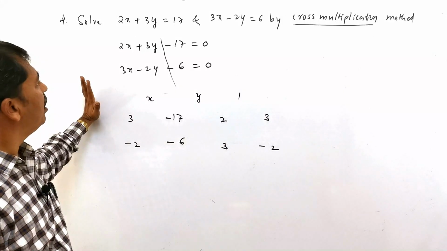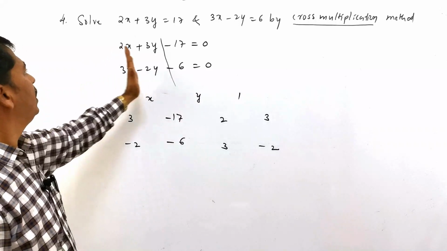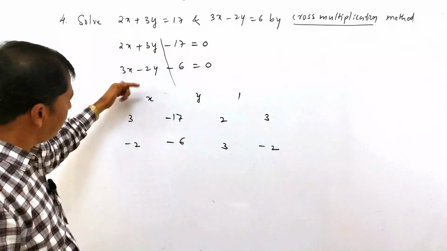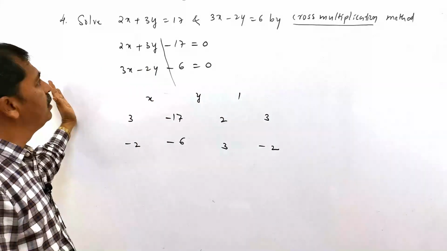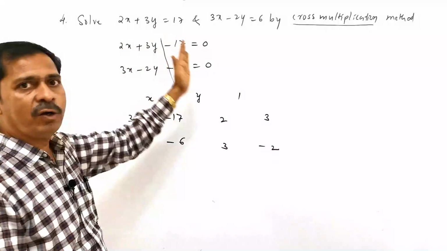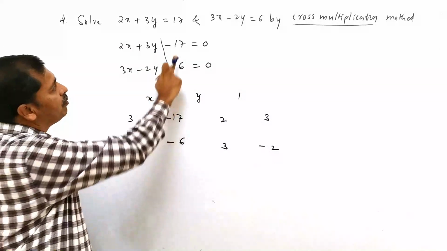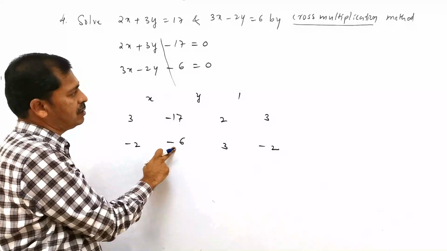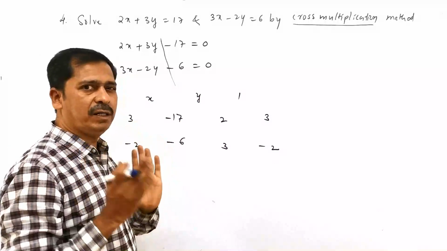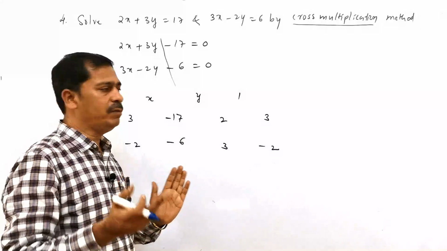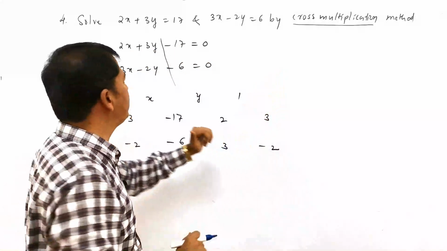Sorry, I made a mistake. Yes, it is correct. When you are writing the values below x, you leave x, take y and then the constants here: 3 minus 2, then minus 17 minus 6. Don't worry about y. Then 1, just keep in mind, it is one trick I am saying: 1 means it is a constant. So leave the constants, minus 17 and minus 6.